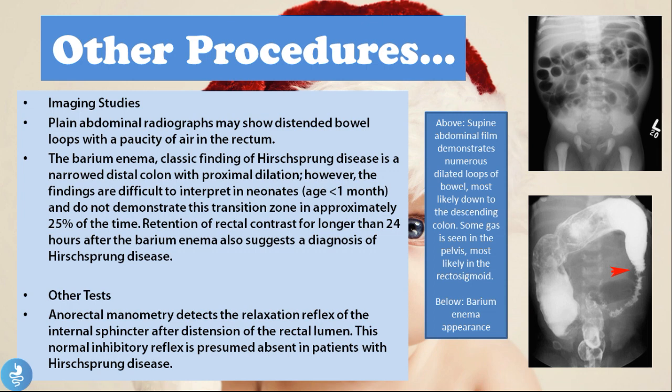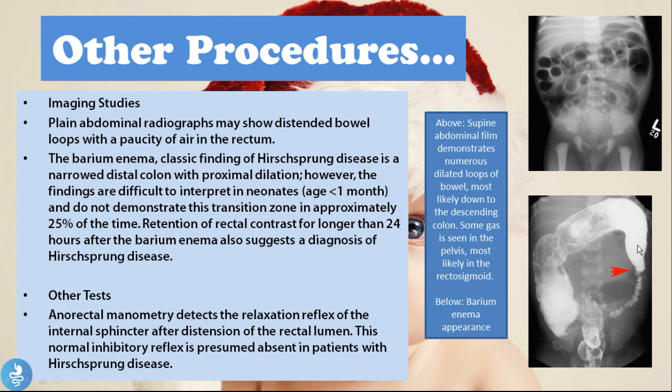The barium enema, for which classic findings of Hirschsprung's disease are a narrow distal colon with proximal dilation. However, findings are difficult to interpret in neonates, meaning children under the age of 1 month, and do not demonstrate this transition zone in approximately 25% of the time. Retention of rectal contrast for longer than 24 hours after the barium enema also suggests a diagnosis of Hirschsprung's disease. So on my picture on the right below, we have the barium enema, which shows a patient with Hirschsprung's disease.